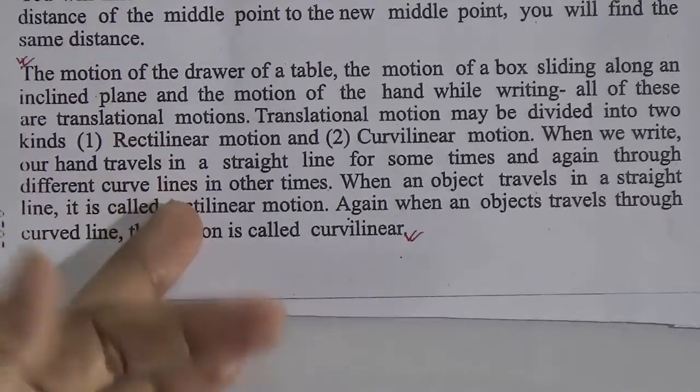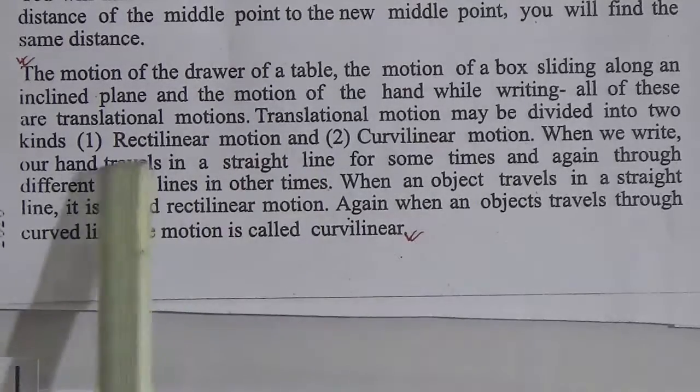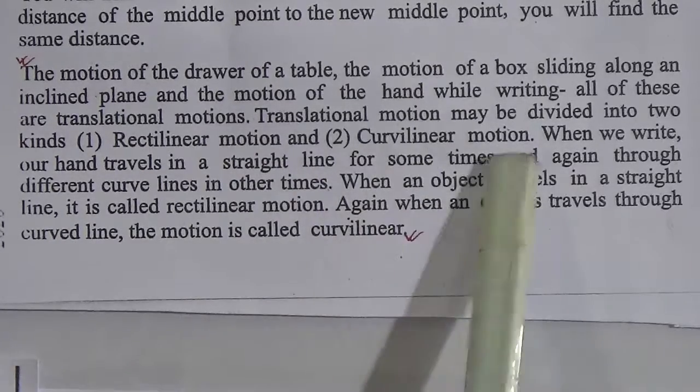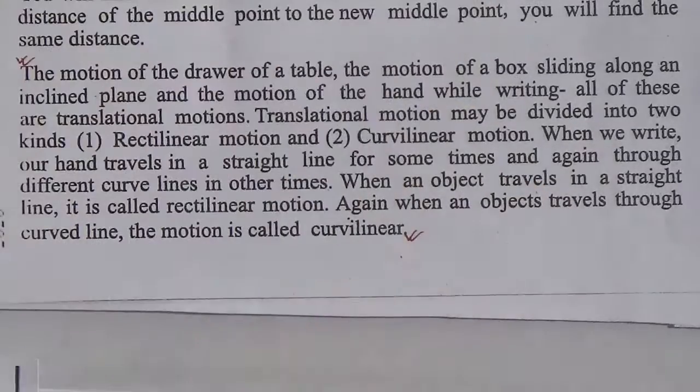There are many types of motion, but translational motions are of two types. Number one is rectilinear motion, and number two is curvilinear motion. These are the two types of translational motion.